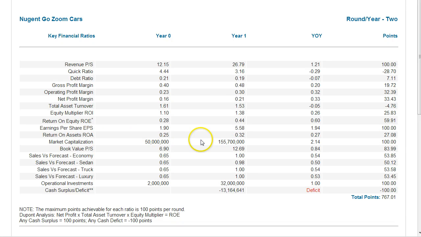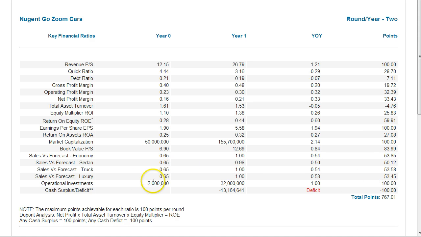My market capitalization, this is the total value of the company, the stock times the outstanding shares. I was able to increase that by 200%, and so I had 100 points earned on that. My book value went up 84%. I improved all my forecasts from the basis of 65% accuracy, which is horrible, to closer to 100% accuracy. So I earned 50 points in all those categories.